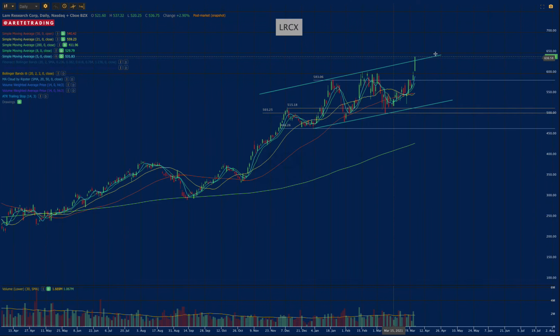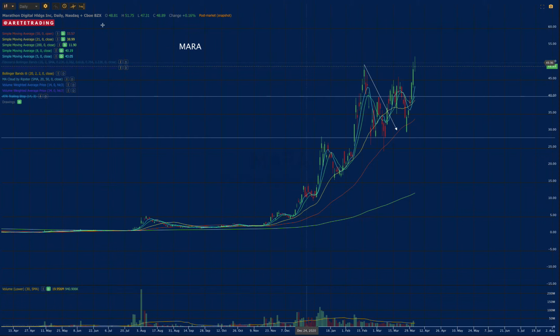You can see every time it's gotten to the top end of this channel, it's come back in and touched the lower end of the channel. So to me, it's just not something you would trade or touch at this point. If you're in it, congratulations, and just keep moving your stop up.